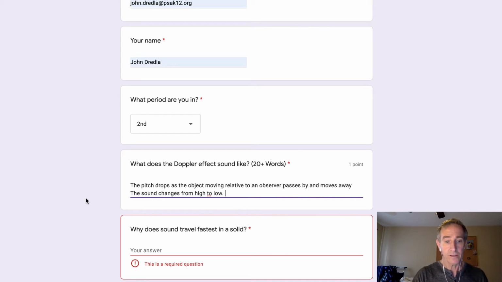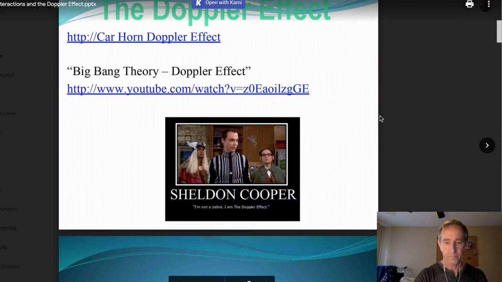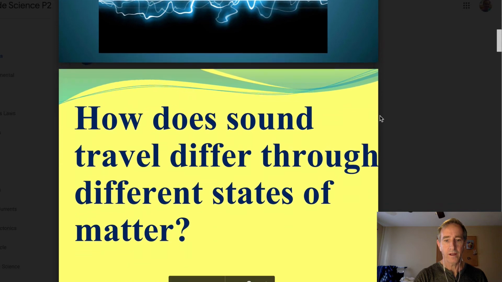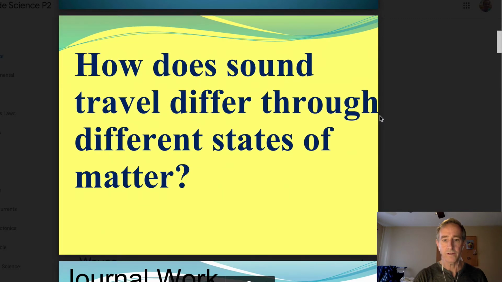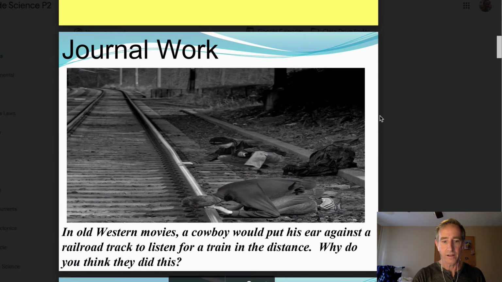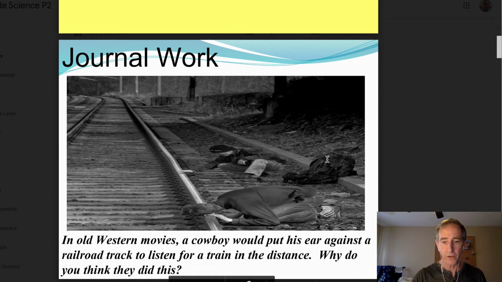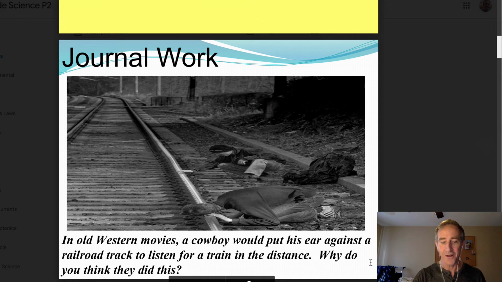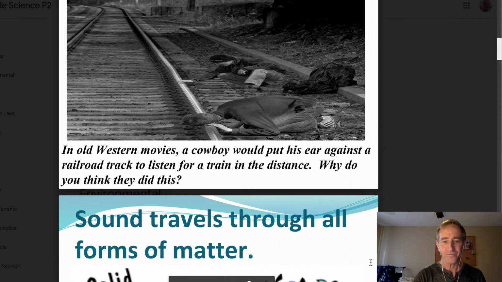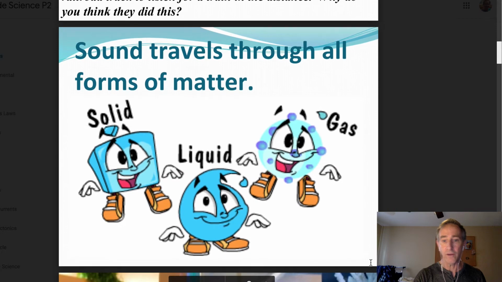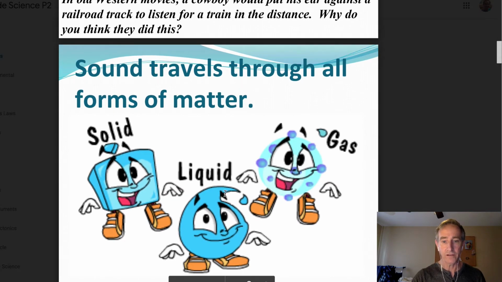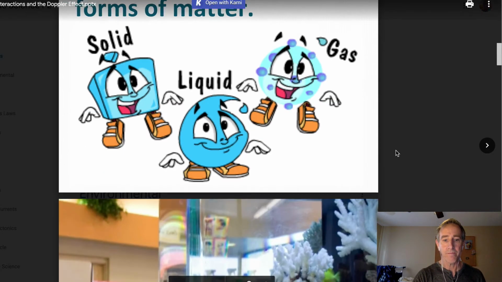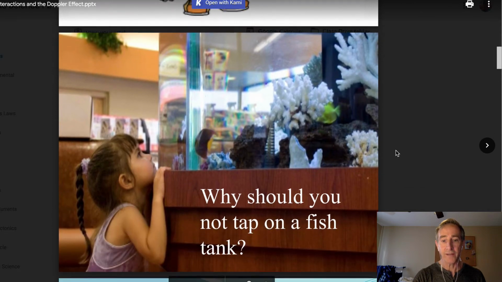Okay, the next question. Why does sound travel fastest in a solid? How does sound travel through different states of matter? In old Western movies, a cowboy would put his ear against a railroad track to listen for a train in the distance. Why do you think they did this? Sound travels through all forms of matter. It travels through solids, liquids, and gas. Why should you not tap on a fish tank?